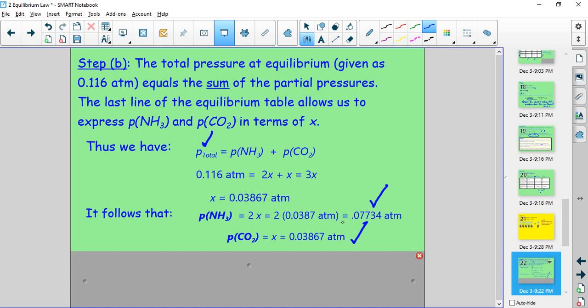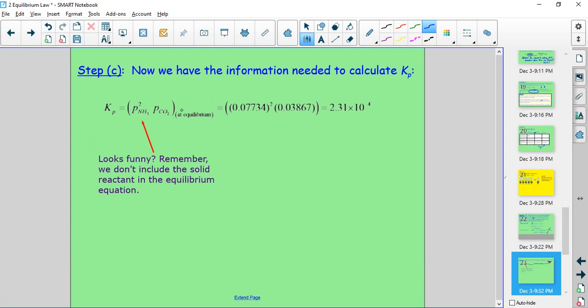Okay, so great. We now know the partial pressures of all of our species, but it's not asking us for that. It's asking us for Kp. So that means we need an equilibrium expression. This looks kind of funny, doesn't it? This doesn't look like your typical Keq expression. A couple of things are happening here. Notice we don't have a denominator because that would be referring to the reactant, which is solid, so you don't include it. The other thing is this doesn't involve concentration, which you're used to, right? This is the first kind of question you've seen of this sort.